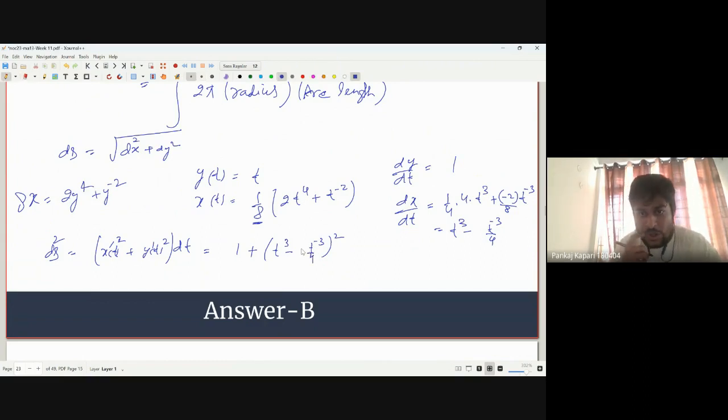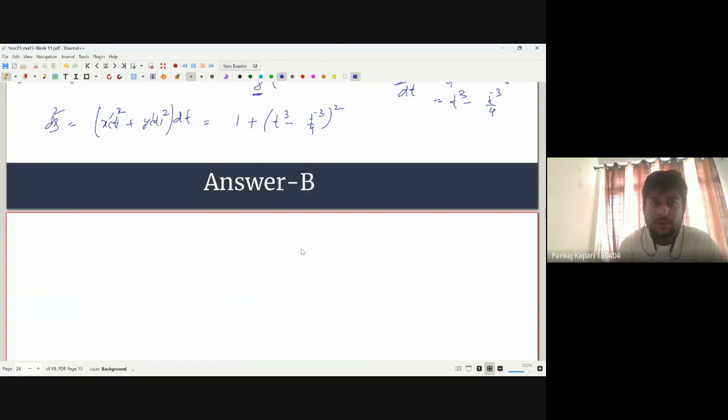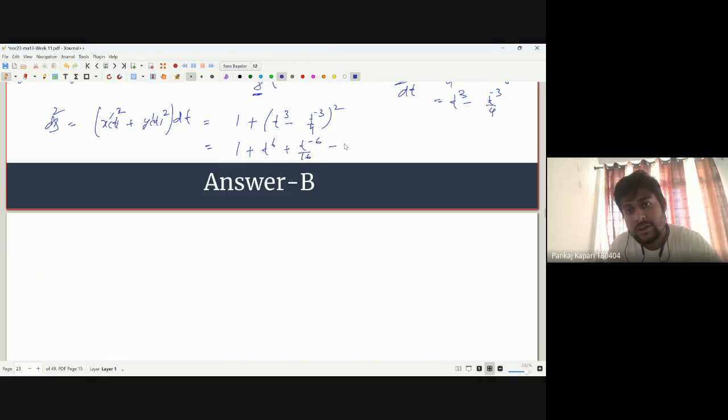Divide by 4. So now if you expand, this is 1 plus t to the power 6 and plus t to the power minus 6 divided by square of 4, which is 16, and then minus half, right? Which will be just equal to t to the power 6 plus t to the power minus 6 divided by 16 and plus half.